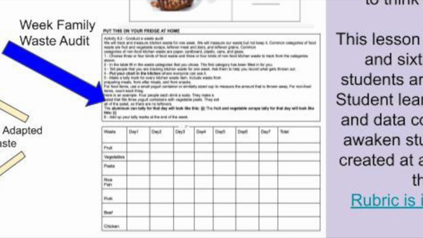This is a data chart for how much food they throw away in a day. For whatever food goes in the wastebasket, whether it be fruit, vegetables, pasta, rice, fish, beef, chicken, they're supposed to make a tally for that day. And then at the end of the week, have a tally for the week for each item. This sheet goes on the refrigerator, and it's to be used for 1 week.